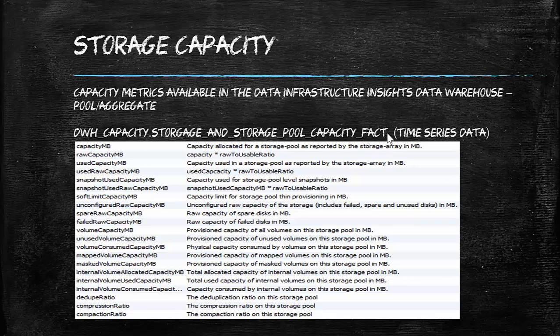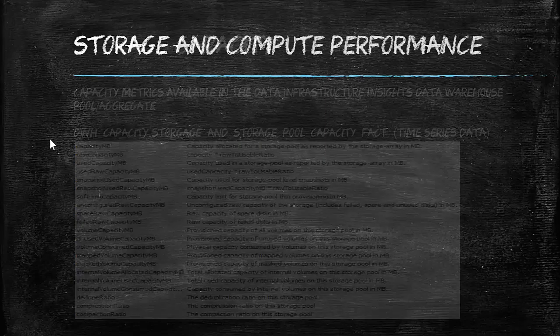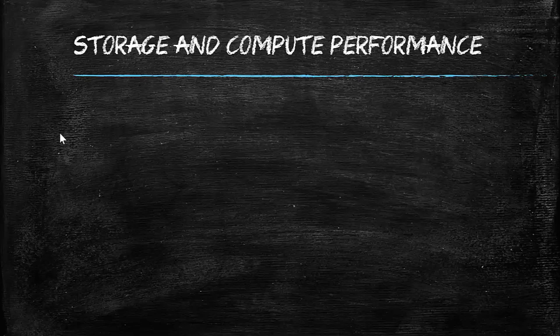So these are the metrics that you would see in the storage and storage pool capacity fact. And anytime you see the word fact, it denotes time series data. A fact table is a time series data table in the data warehouse. Very important. This is at the pool and aggregate level, time series specific, storage and storage pool capacity fact. That one you will use quite often. Next up is storage performance.